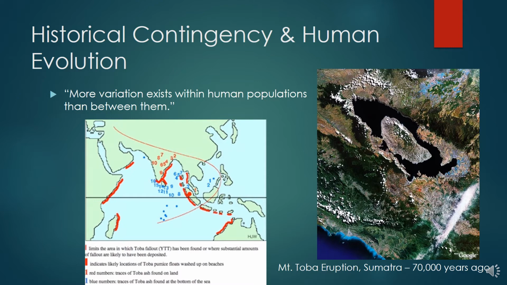You might have heard the phrase that more variation exists within human populations than between them, particularly that more variation exists within populations in Africa than anywhere else in the world. This is in large part due to the Mount Toba eruption. It caused a genetic bottleneck by reducing human variation in the populations that had already left Africa at this time. So we see much more genetic similarity in the populations that exist outside of Africa than we do even within populations within Africa.